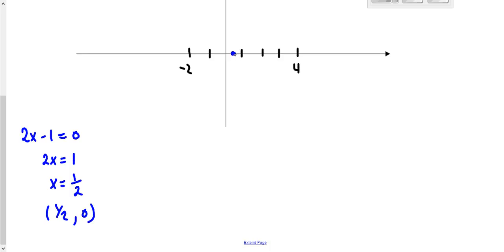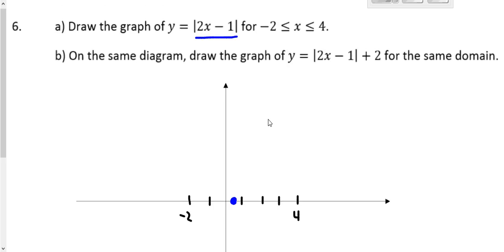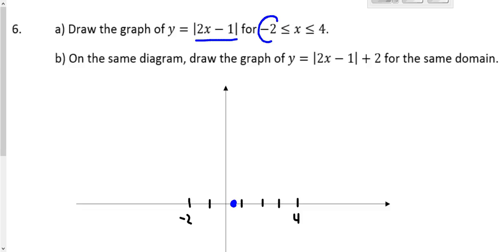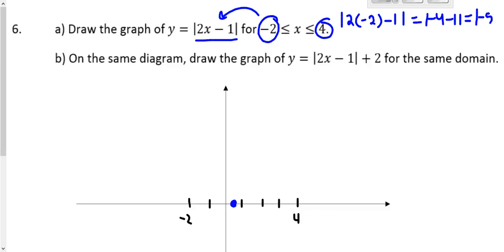So our vertex is going to be right in between here. We'll get as best as we can since this is a decimal. Then we need to get our 2 endpoints. So we get endpoints by plugging the endpoints of our domain into the original function. So when we plug in -2, we have 2 times -2 minus 1. So that's going to be -4 minus 1, which is the absolute value of -5, which is a positive 5.